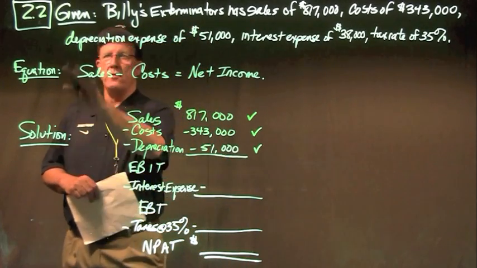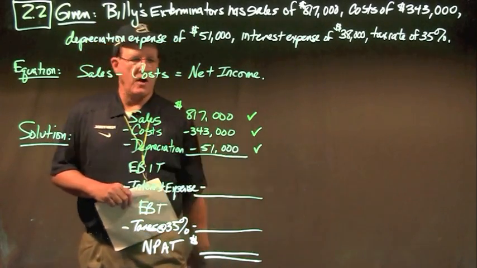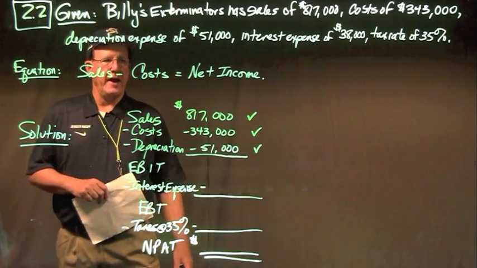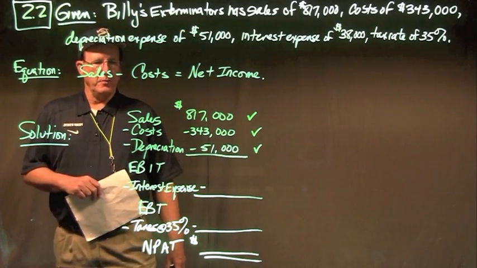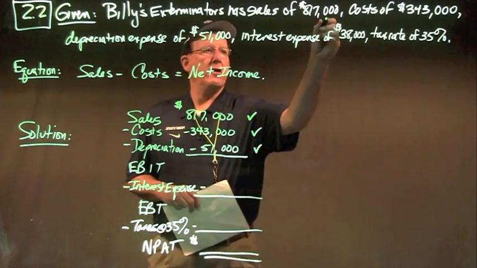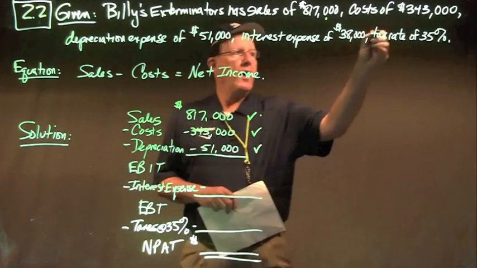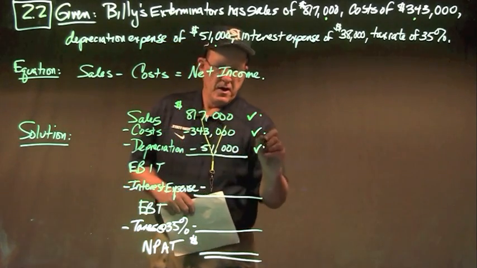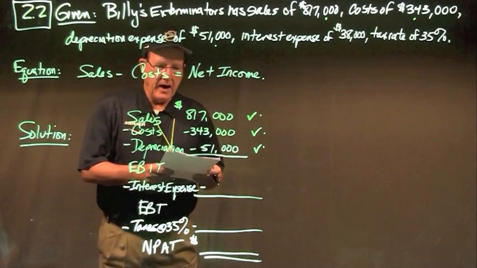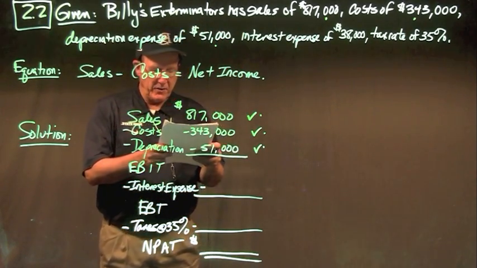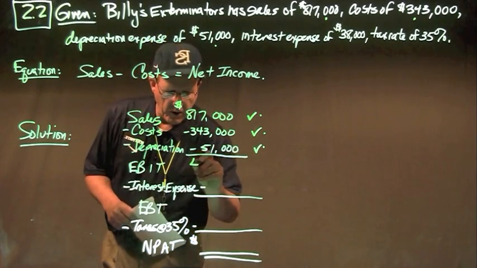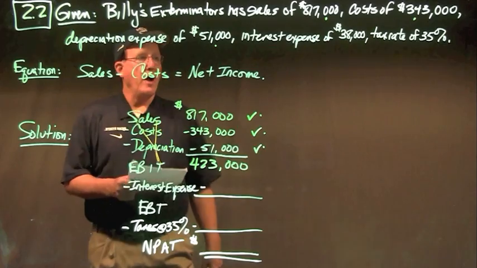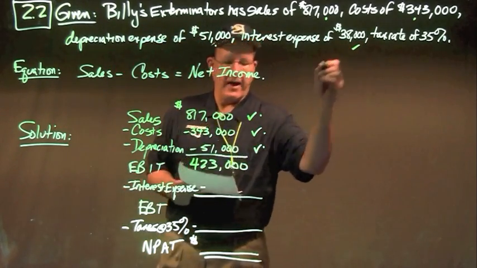Those are our givens. The equation is sales minus cost equals net income. Sales minus all the cost will give us our net income, and that's what we're looking for in this problem. So we bring down our sales of $817,000, our cost of $343,000, and our depreciation expense of $51,000. Subtracting the cost and the depreciation expense, we get an EBIT of $423,000. I'm going to subtract the interest expense of $38,000.